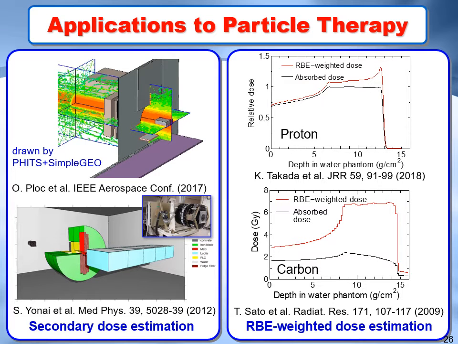In the next several slides, we will introduce practical applications of PHITS to medical physics, and the first one is the applications to particle therapy. Since PHITS is the first general-purpose particle transport code that can treat heavy ion reactions, it has been extensively used in dosimetry for carbon ion therapy, particularly for secondary dose estimation. In addition, owing to the microdosimetric function, PHITS has been used for the relative biological effectiveness, RBE, weighted dose estimation by combining with the microdosimetric kinetic model.